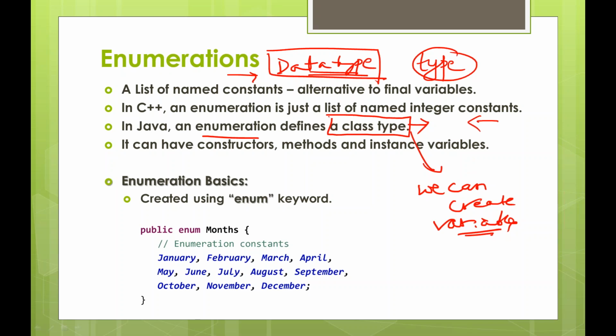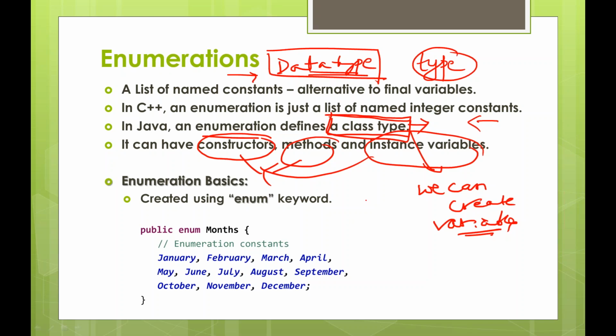So an enumeration defines what is called a class type. We know what a class type is, right? Similar to what a class can have, an enumeration can also have constructors, methods, and instance variables. Since this defines a class type, we can have constructors, methods, and instance variables also. There are some restrictions with respect to enumerations when compared to classes. We will see those things in a few minutes.